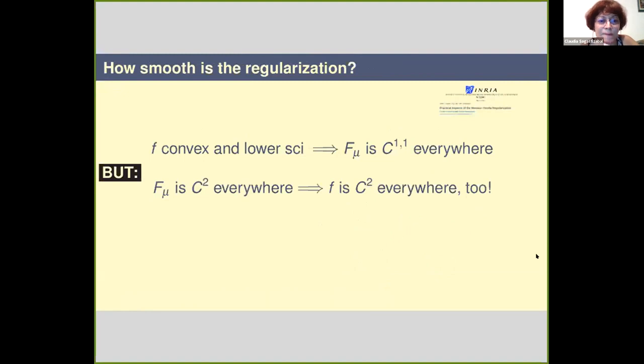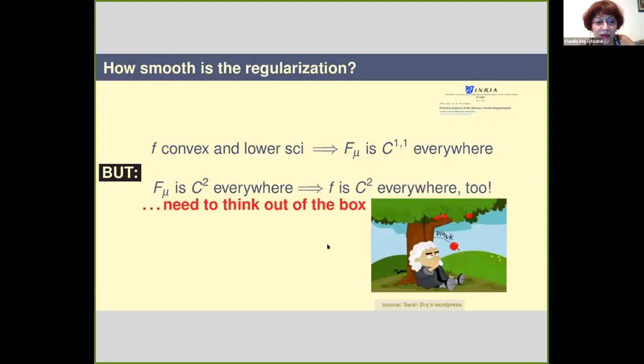What happens then if we have a convex and lower semi-continuous function? We know the envelope is C^{1,1} everywhere. But what we showed is that if the envelope is C^2 everywhere, if there is a Hessian everywhere, then the original function was already twice differentiable, and there is no point in applying all these tools, because we could have simply done a Newton method on the original function. So everywhere we cannot go. This is a negative result.